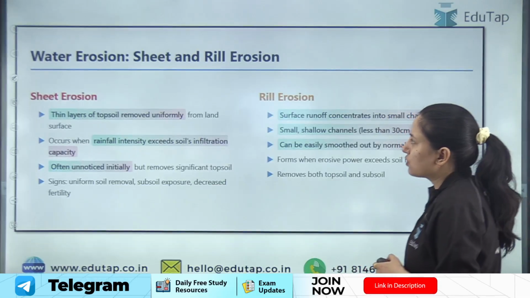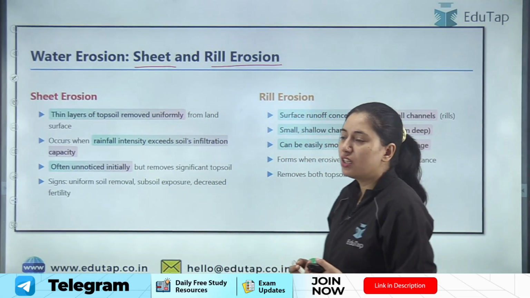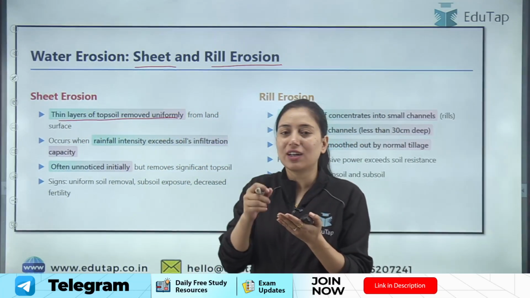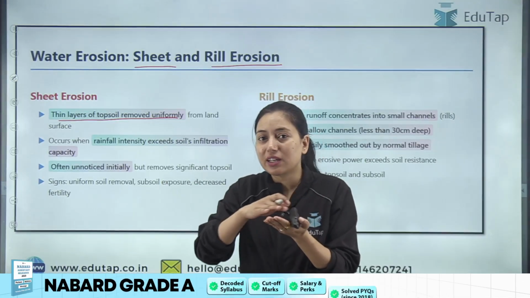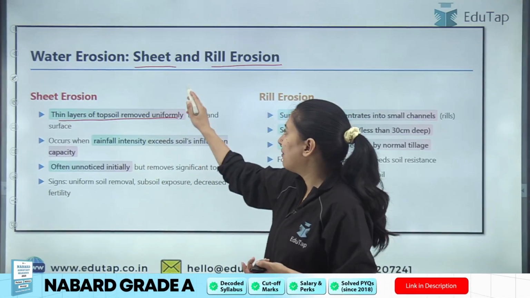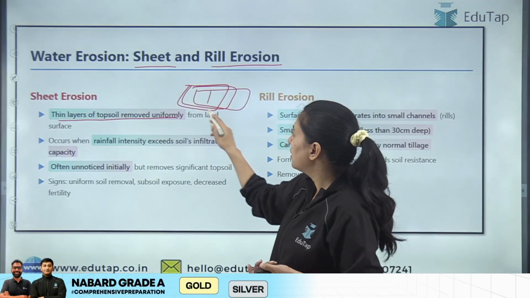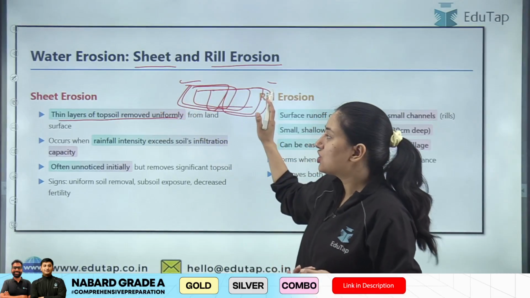Now the next type of erosion we have is sheet and rill erosion. What is sheet erosion? So students, here a thin layer of topsoil is removed uniformly. It's not like particles are being removed. It's like the entire thin layer is being removed uniformly. Okay, we have a field. Of this field, the entire thin layer is being removed from this place to this place. That is the sheet erosion.